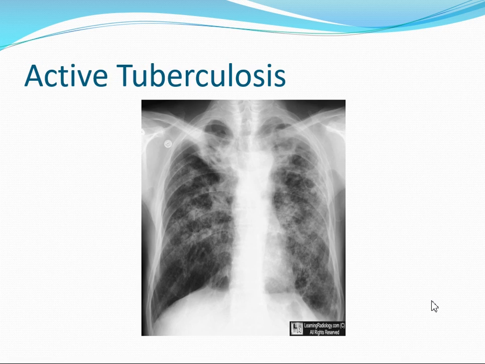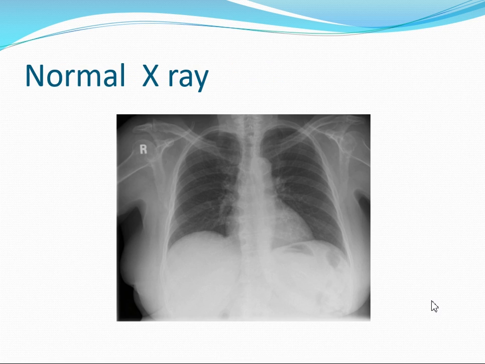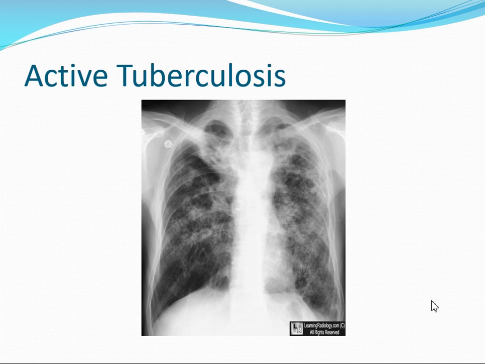Now I'll show you a picture which is an X-ray showing you active tuberculosis. So here you can see white band-like structures which are fibrotic bands. So you can clearly see the difference between a normal chest X-ray and a tubercular lung X-ray.